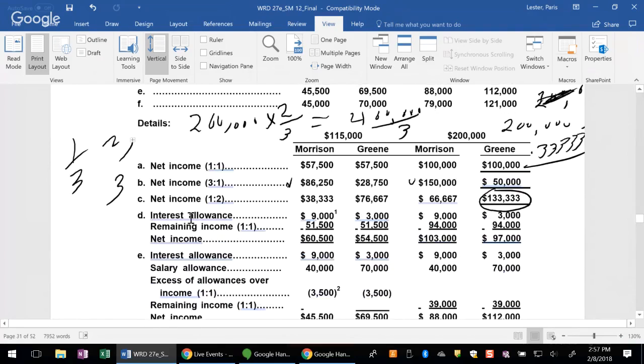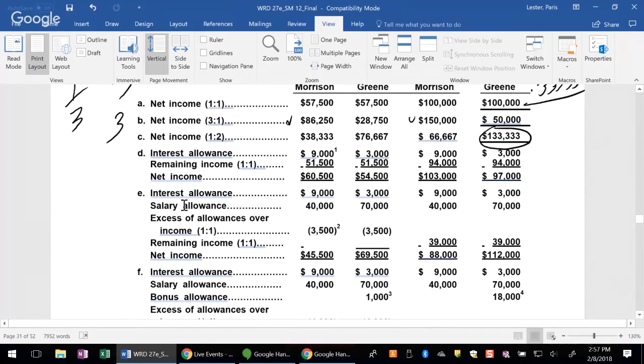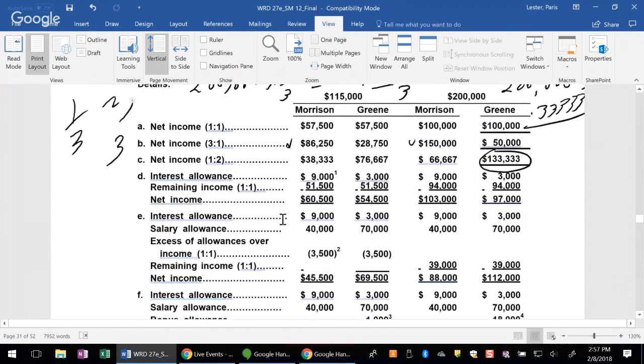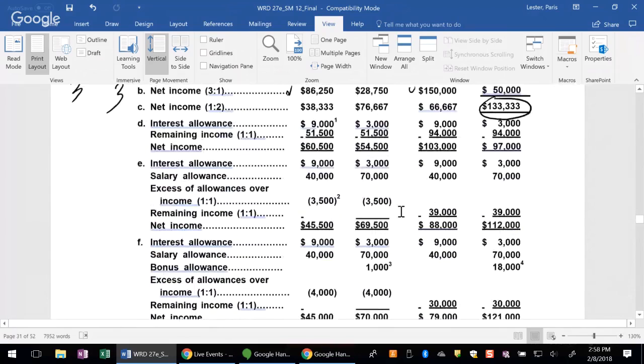Now, D part, we gave them an interest allowance of 10%, 9,000 and 3,000. Remaining income was 1 to 1. That was easy. All right. E part, we gave them interest, salary, and whatever we had left over was 1 to 1. Here, we needed 7 more thousand. This is 110, 122. We only had 115. That's 7 over. So you split equal, and you find their net income. Over here, you didn't have a minus because you had a lot more income.